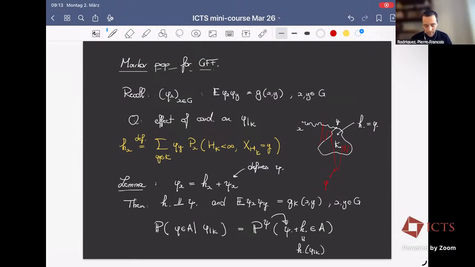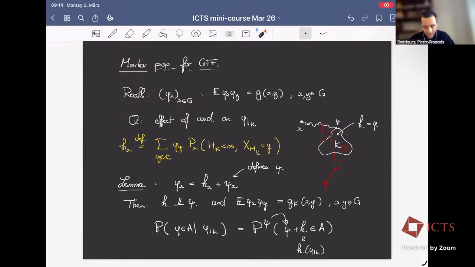Okay. So that's telling you that if you want to sample phi x over here, then you can basically write it as the sum of two independent components. One is this harmonic average that I wrote here, and the other one is just a Gaussian free field on the graph that basically has 0 boundary condition on the set K.